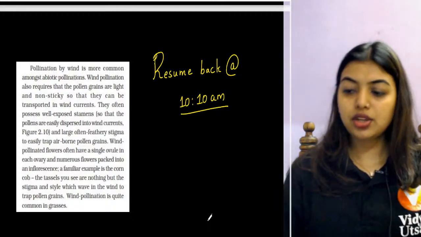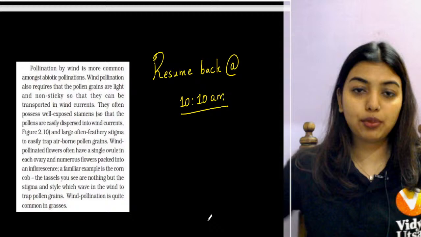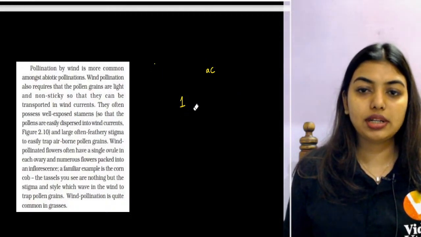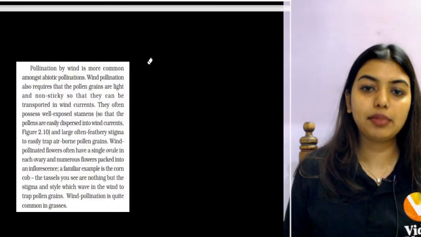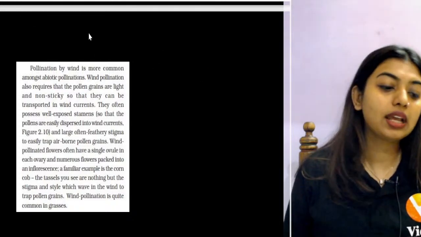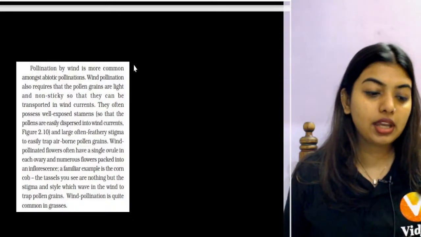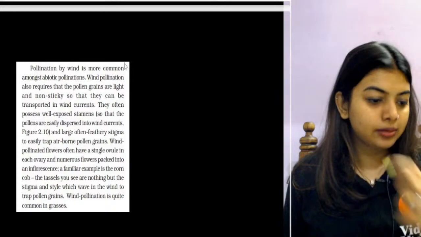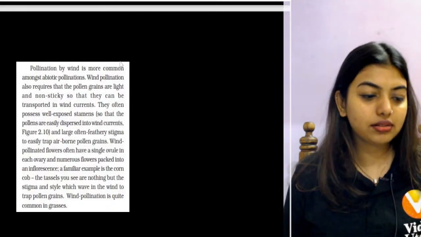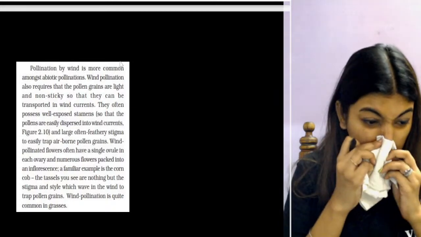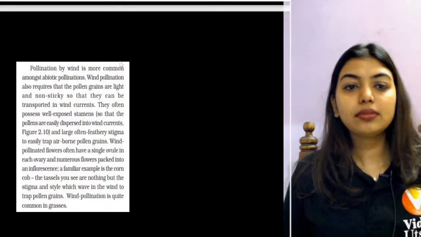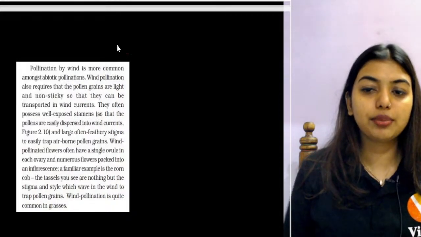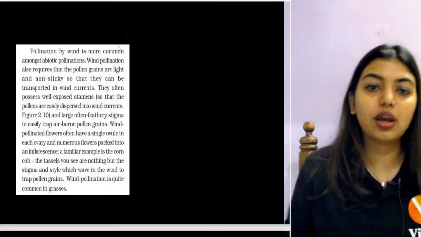Okay. So now we understood why pollination should happen, right? Now we are going to understand, if pollination happens by wind, how are the flowers going to look? If pollination is happening by water, how is it going to be? If pollination is going to happen by wind, how is it going to be?